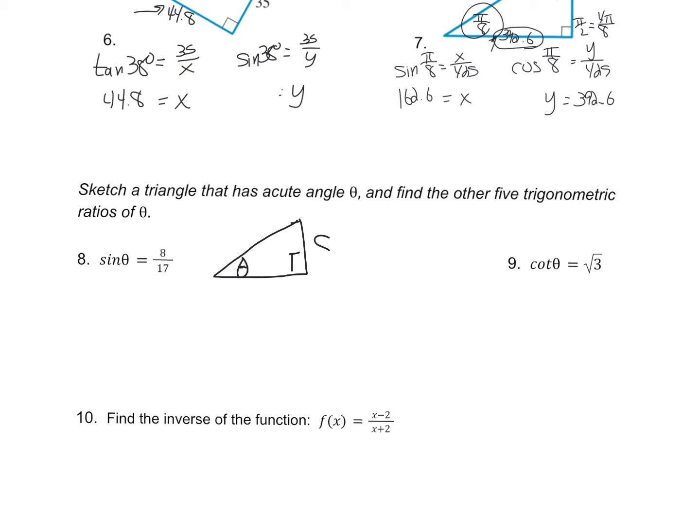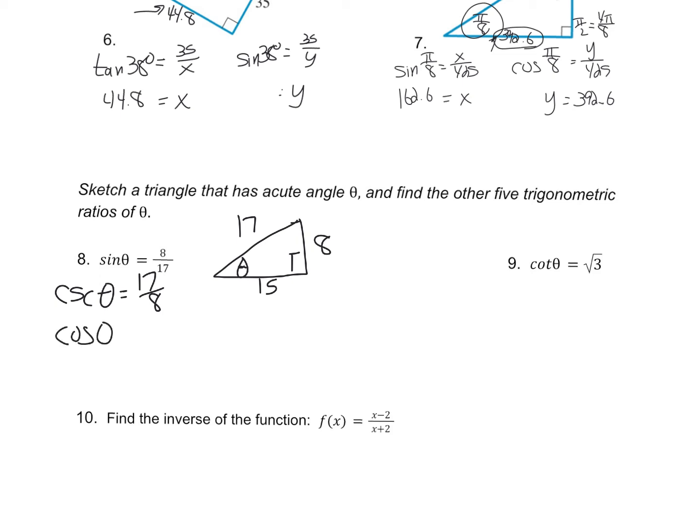Sine is opposite over hypotenuse, so I'm going to do 8/17. If you do the Pythagorean theorem, you're going to get 15. I'm going to shorten it to keep the video shorter. I got the 15 because I did a squared plus b squared is c squared. So first thing I know is the cosecant is the reciprocal of sine, so it's just 17 over 8.